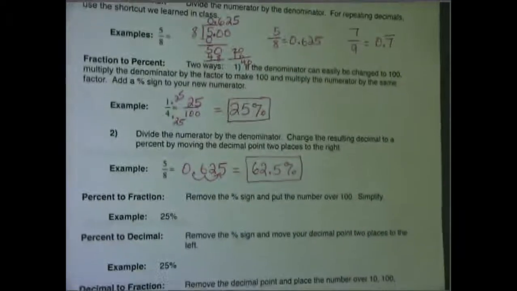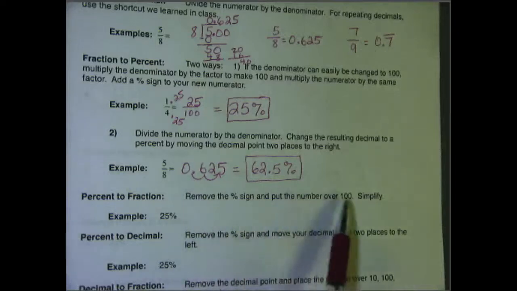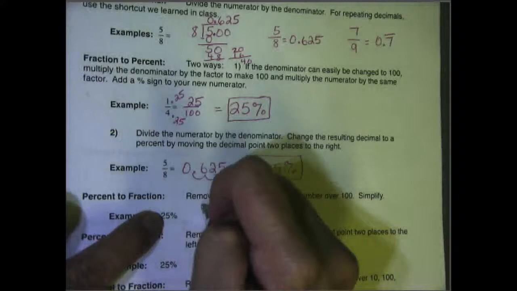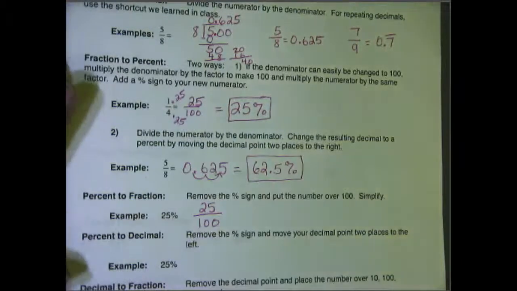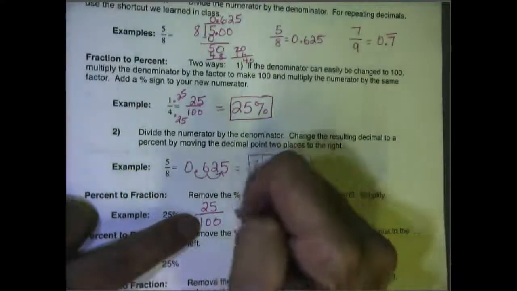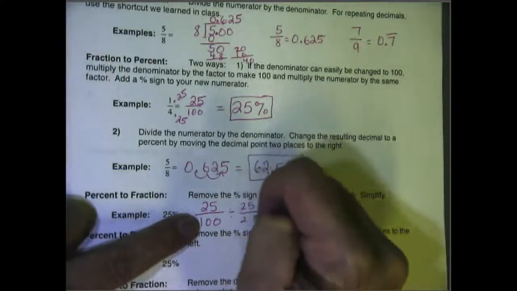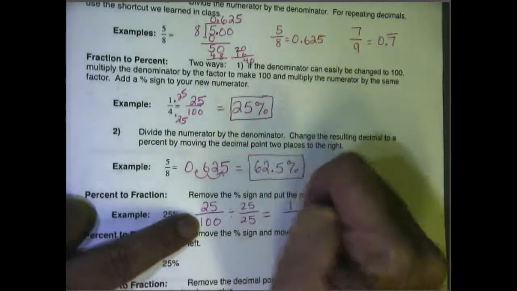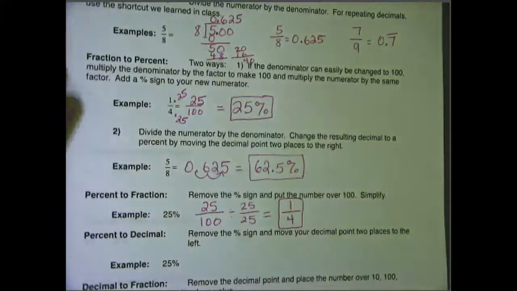Let's change percents to fractions. First of all, we're going to remove the percent sign and put the number over 100 and then simplify. So if we have 25%, we remove the percent, put it over 100 because remember that percent means per 100. 25 over 100 can be simplified by dividing both the numerator and the denominator by 25, and we get 1/4. So the fraction form of 25% is 1/4.